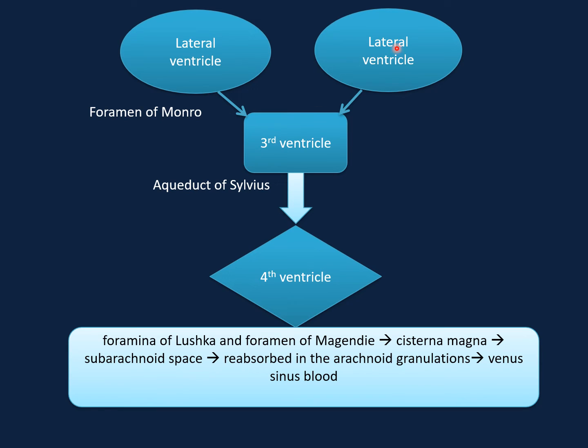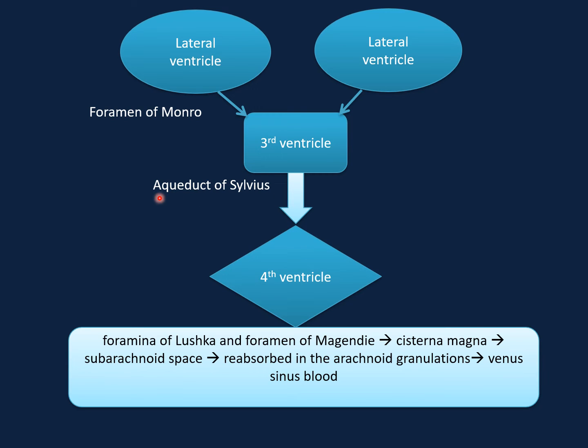The CSF flows from the lateral ventricles to the third ventricle via the foramen of Monro, and from the third ventricle to the fourth ventricle via the aqueduct of Sylvius, and from the fourth ventricle through the foramina of Luschka and foramen of Magendie to the cisterna magna, from the cisterna magna to the subarachnoid space in the brain and spinal cord, and the CSF will be absorbed in the arachnoid granulations, and from the arachnoid granulations to the venous sinus blood. Any obstruction within the system can cause obstructive hydrocephalus.